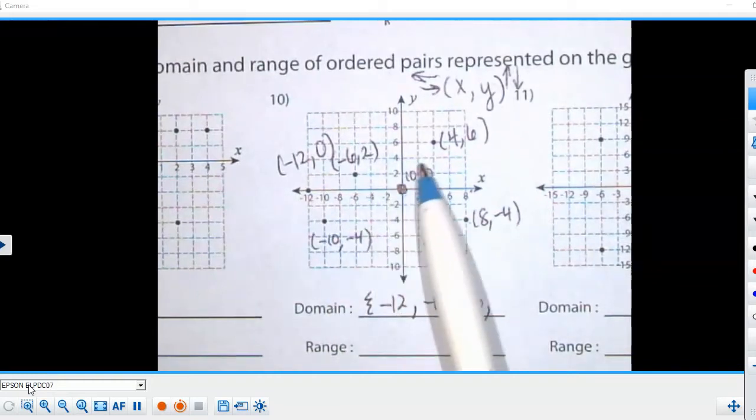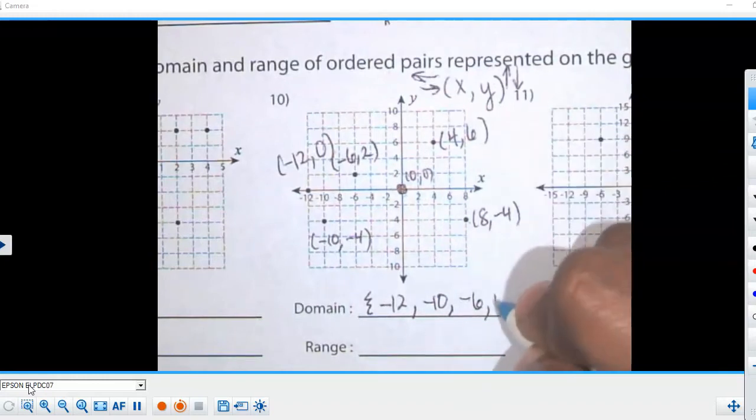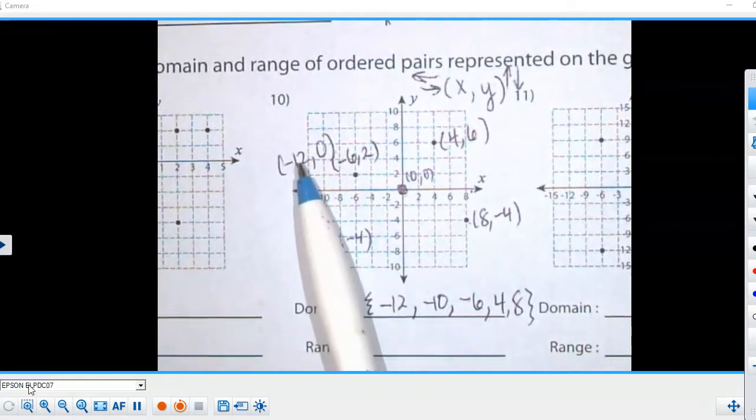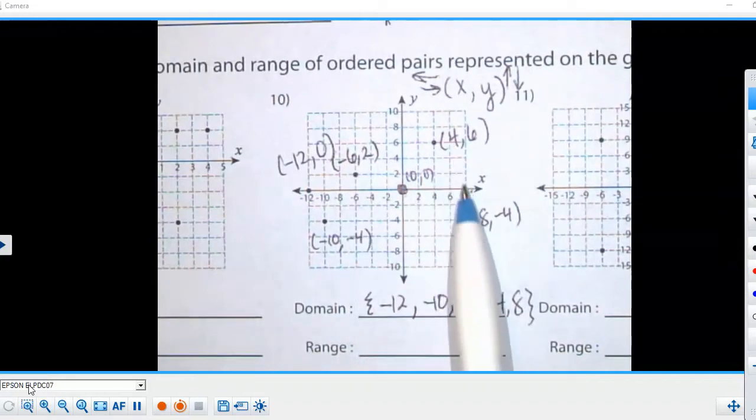I keep going. The next point is this one. So I'm going to put a 4. And my last point, I'm going to put an 8. And then close it. All right, now notice, and please listen and watch this. Notice how you see how I went from left to right? See how I went, ooh, negative 12, only x coordinate. Then I went to negative 10, this x coordinate, negative 6. Notice everything I did was from left to right.